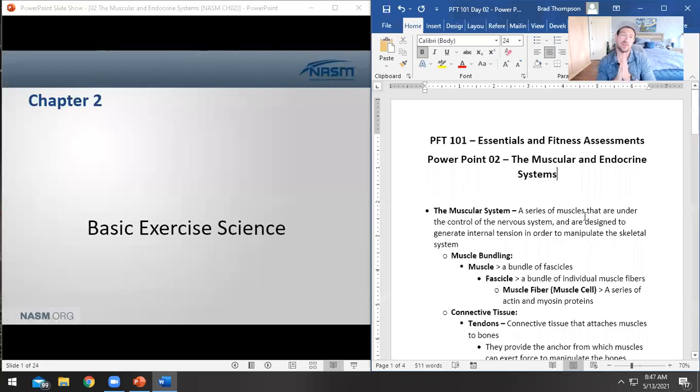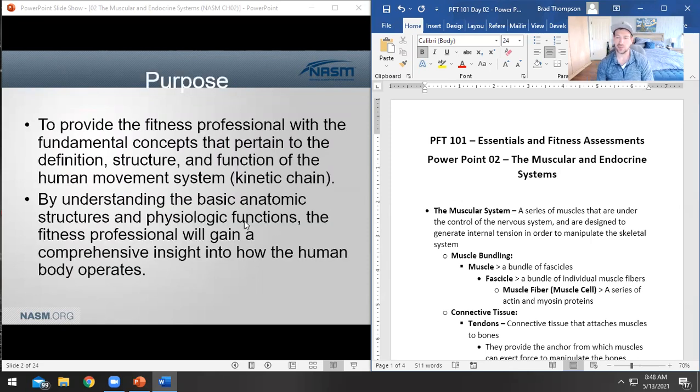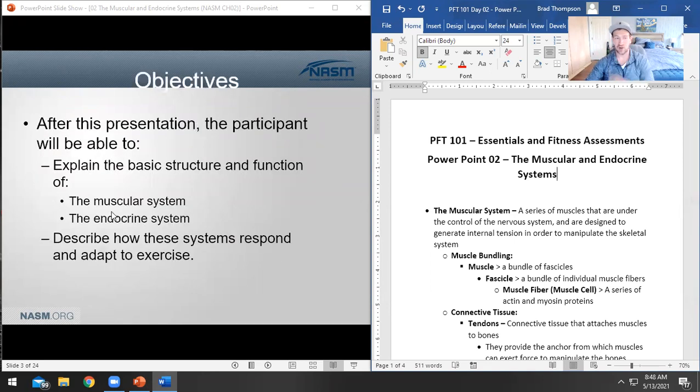Recording going. So today we're looking at the end of chapter 2, at the end of our basic exercise science. We're going to finish up talking about the kinetic chain today. And after we understand that, we can understand a little bit better how the human body operates. After this presentation, our objectives are to understand the basic structure and function of both the muscular and the endocrine systems. And then we're going to talk about how those systems are responding or adapting to the different types of stress that we might be putting on them.